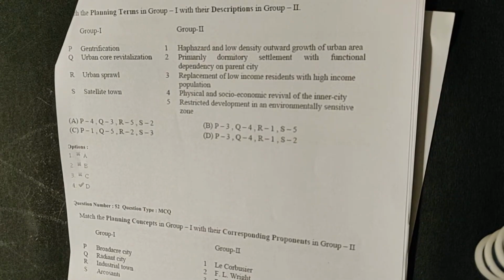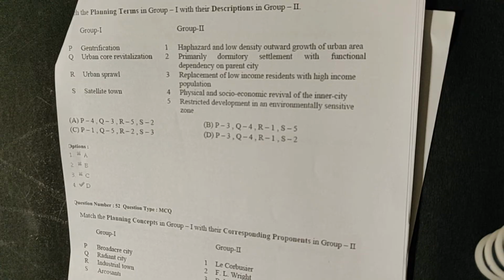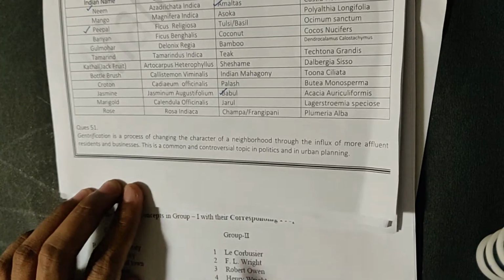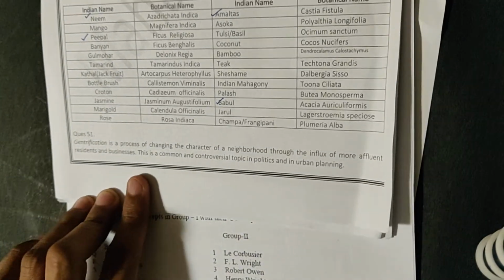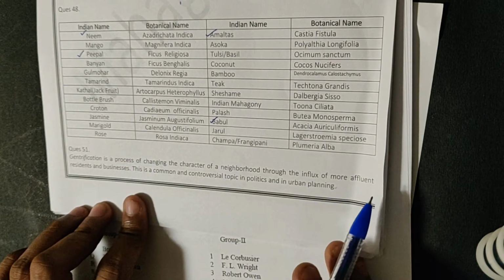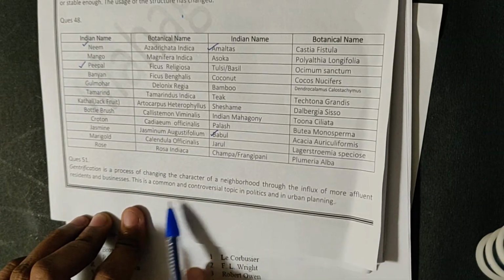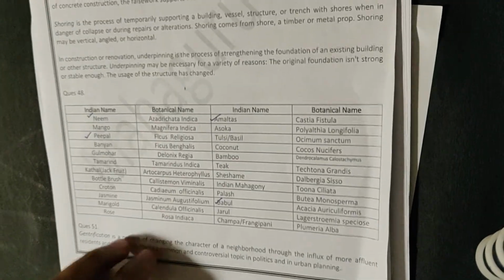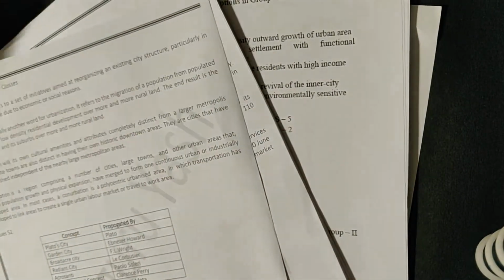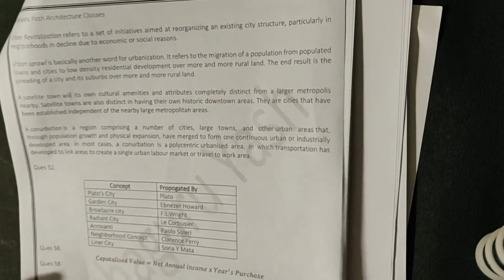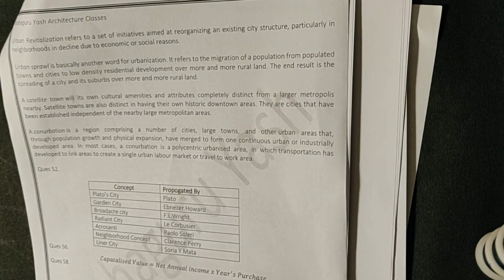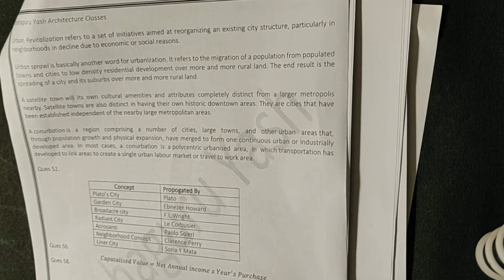The next question is, again, we have been given some terms from the planning part, and some descriptions have been given. I have the correct definitions, and we'll be discussing them from there. The first is gentrification. Gentrification is basically a process of changing the character of a neighborhood through the influence of more affluent residents and businessmen. This is a common and controversial topic in politics and urban planning. What happens is, if some area of a city is not in good condition, you enrich its development by bringing in high-end people.